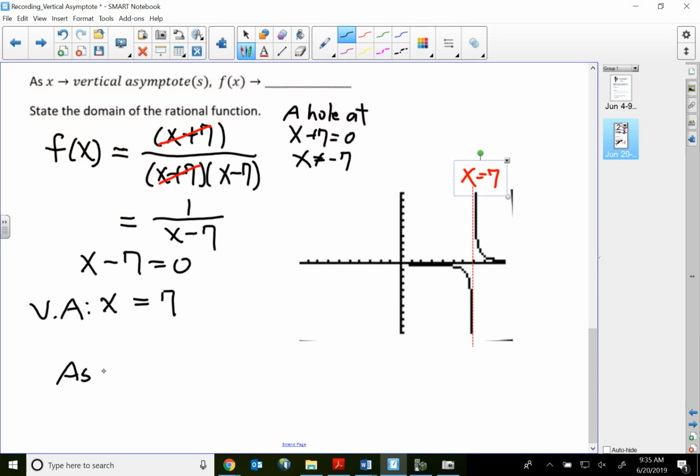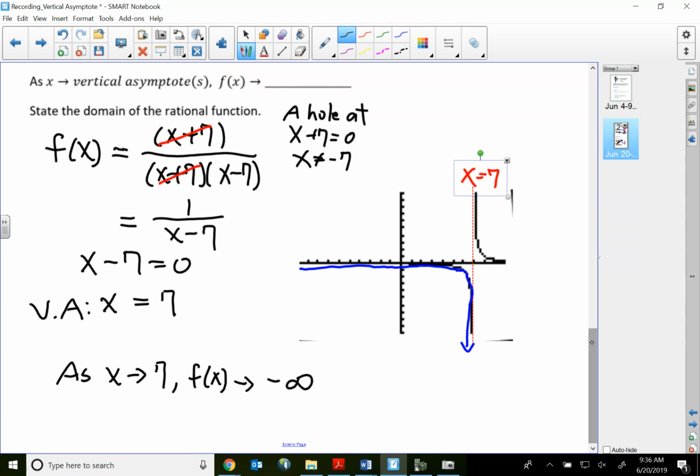As your x value approaches the only vertical asymptote, 7, what is your y value doing? So from left to the right, as my x approaches positive 7, my y value is actually what? Going downward, which is going to negative infinity.